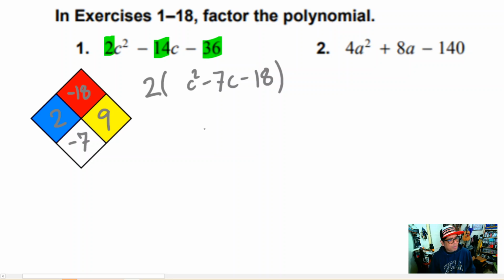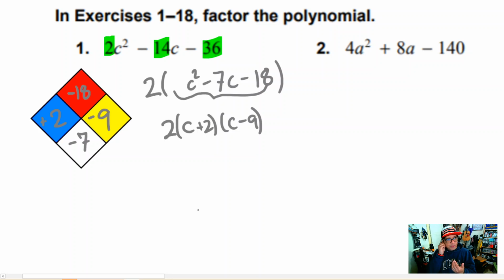Which one of these has to be negative? Which one has to be positive? Well, I think this one here should be negative, and this one should be positive, because we want to make a negative 7. Because this is an easy one, it's easy because now inside the parenthesis, a is 1. We will have c plus 2 and c minus 9. So if you can factor first, that's usually the best way to go here.